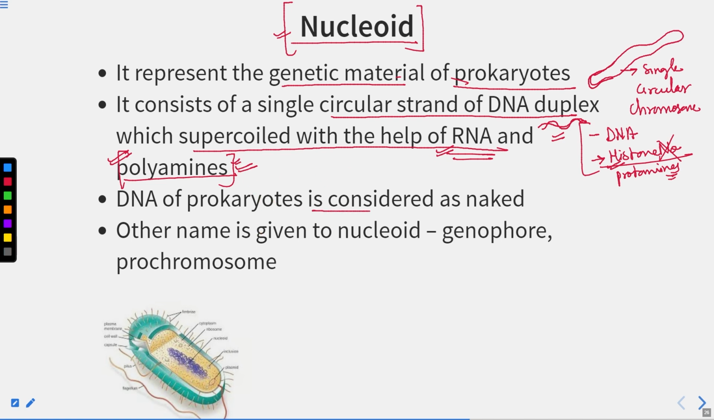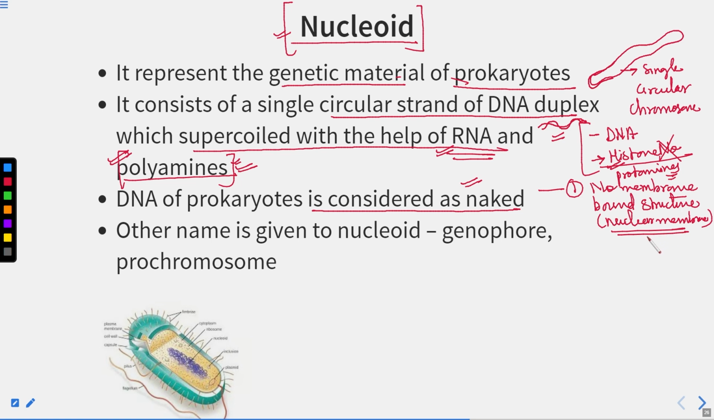DNA of the prokaryote is considered naked. Why is it considered naked? There are two reasons. Number one, no membrane-bound structure, that is, the nuclear membrane is totally absent. And the second thing, histone structure is not there.